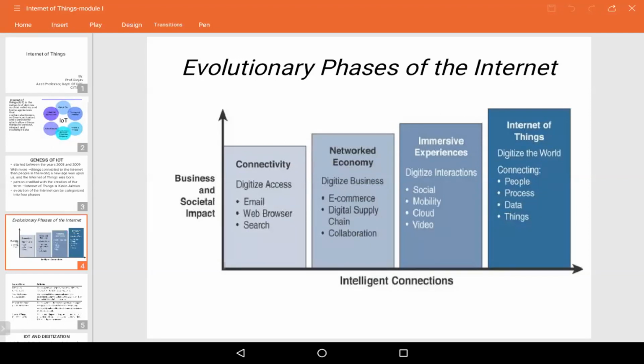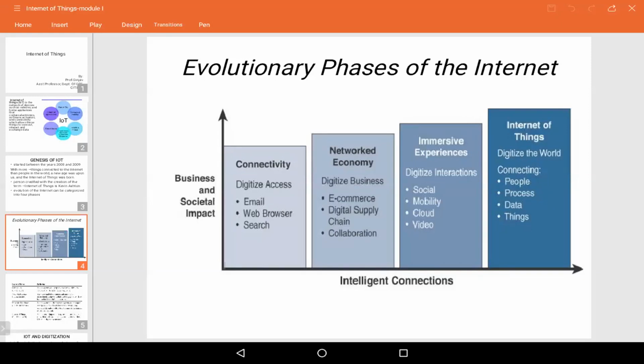The third phase is the immersive experience. We can talk about this as about 4 years before, when social media came into existence and played a major role, and people started having smartphones in their hands. Social, mobility, cloud, and video all played a major role. In the first two phases there was not enough data bandwidth, and it was used only for digital information exchange and e-commerce.